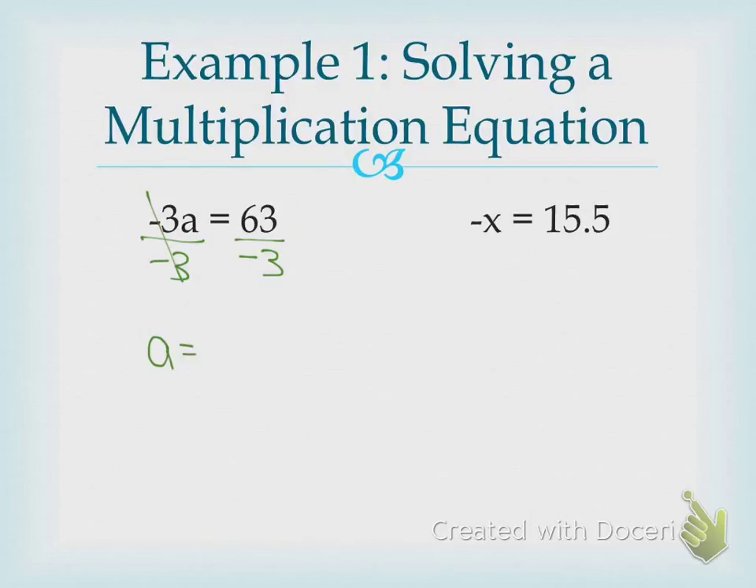Well, what's 63 divided by negative 3? I heard it. Negative 21. Why is it negative 21? There's an odd number of negatives. So a equals negative 21.